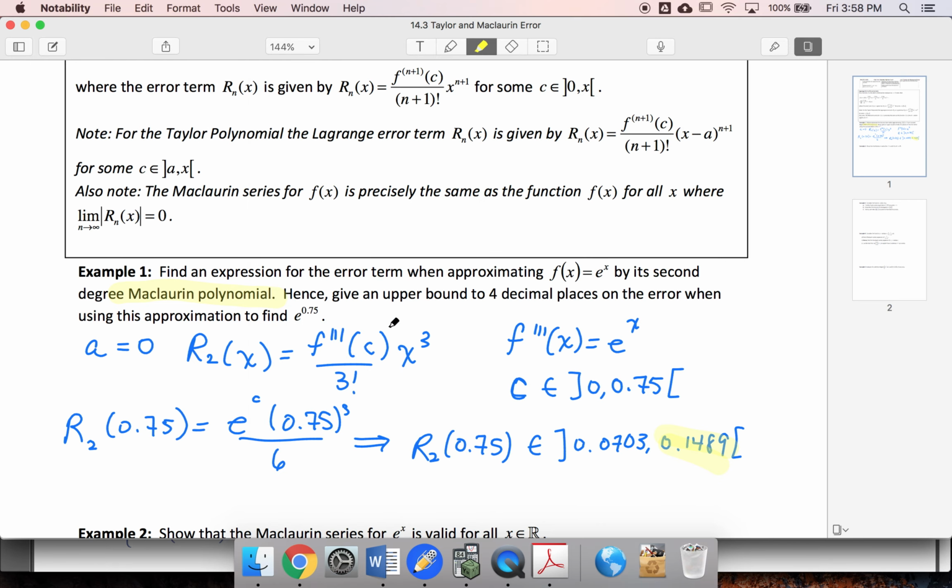All right, so that's the second Lagrange error term for the second degree Maclaurin polynomial for e to the x.